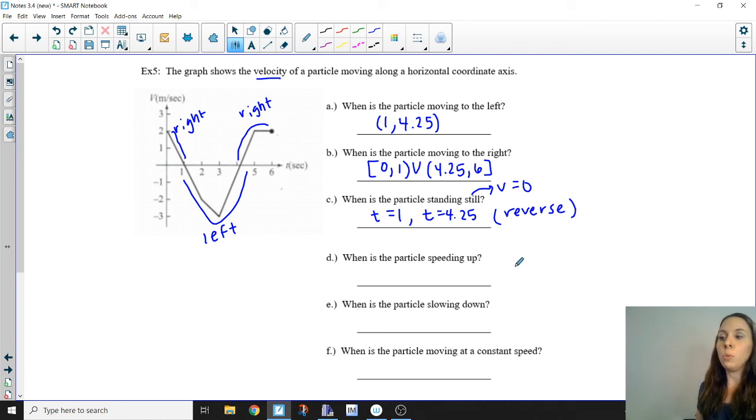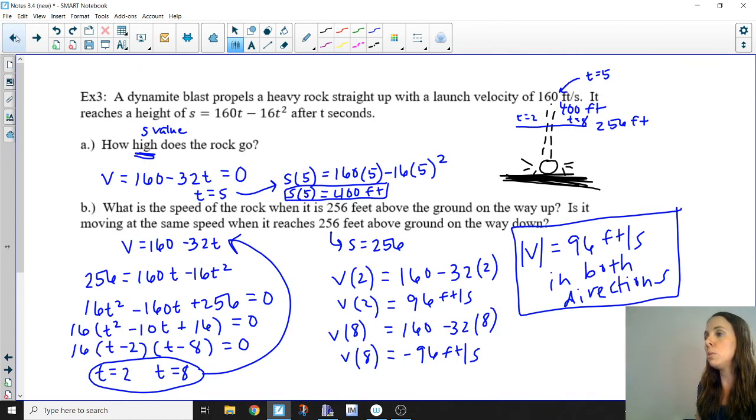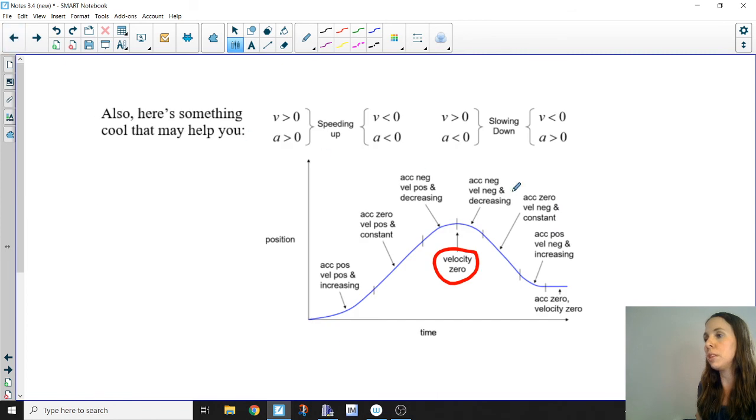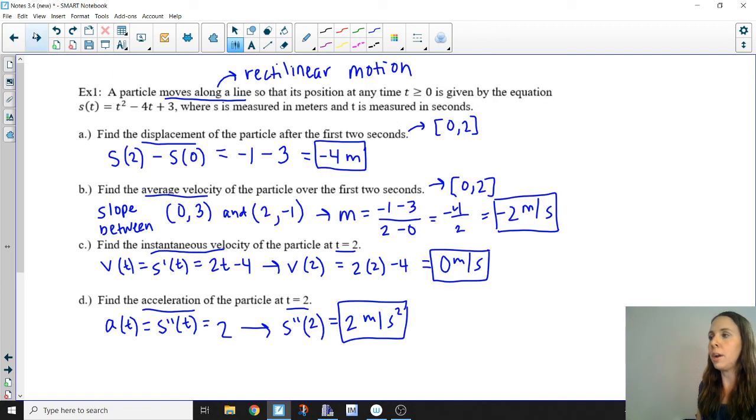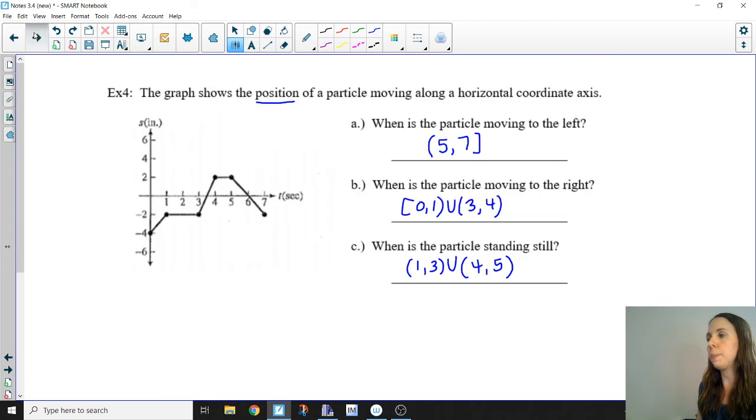Okay, finally, when is the particle speeding up? When is the particle slowing down? When is it moving at a constant speed? I'm going to tell you, there are so many different ways you could look at this to answer the question, and I'm running out of time here, so I'm going to tell you what I think about it, but you have a lot of different options. First of all, you could go back to this cool thing that I said may be helpful, and this information tells you about speeding up and slowing down. You have to be really good at reading the graphs, though, to be able to use that.